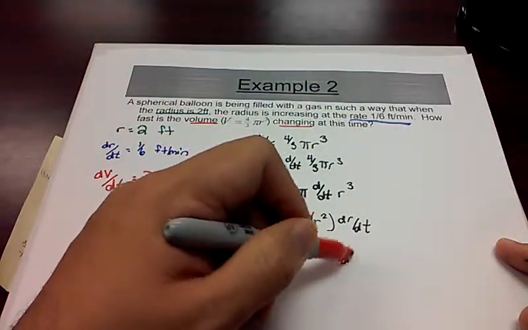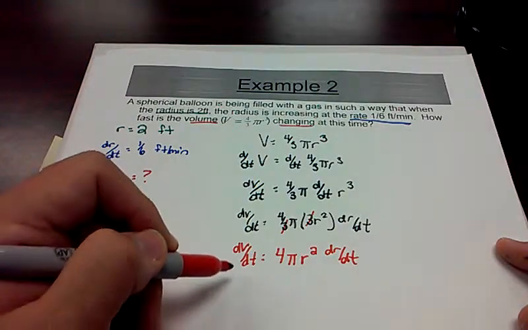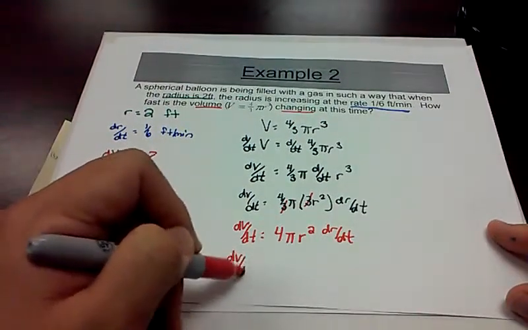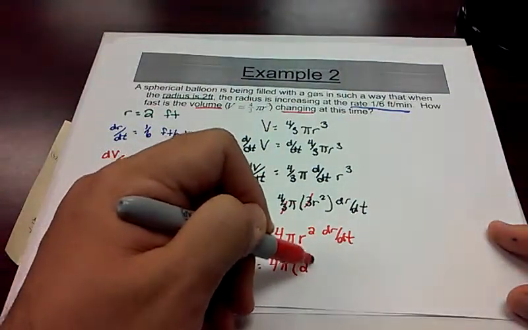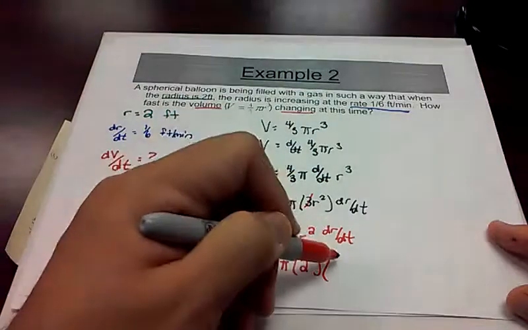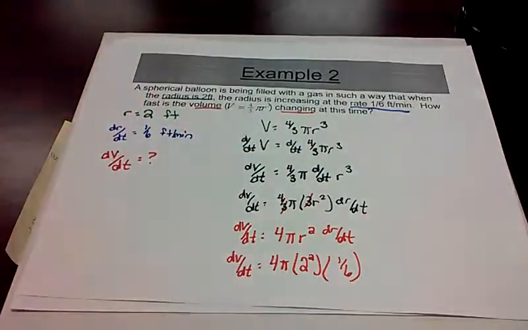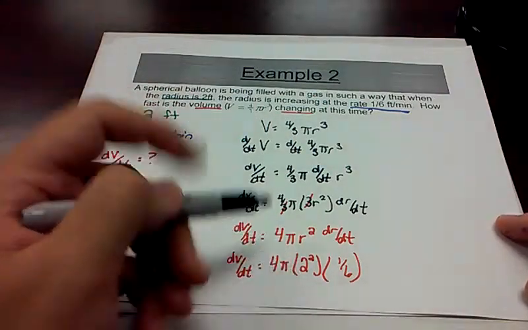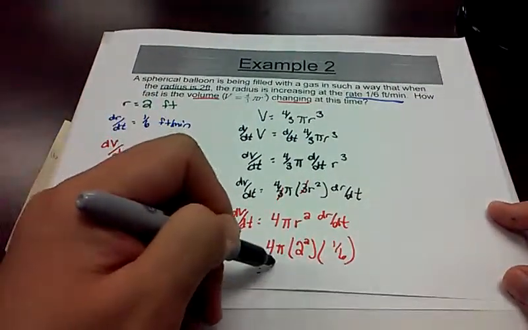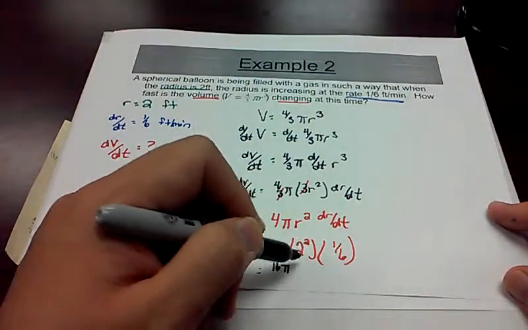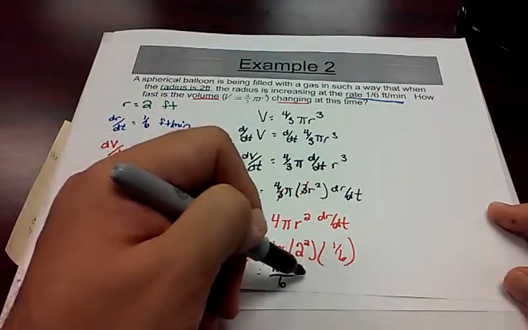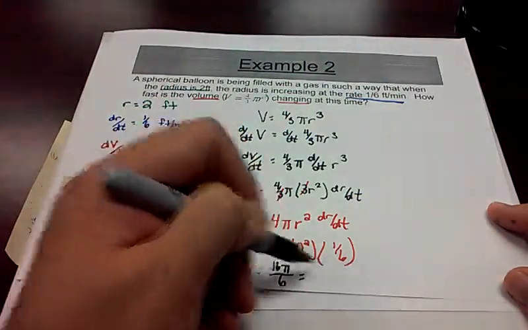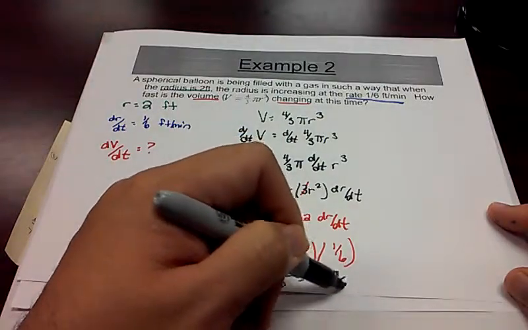And so now I'm just going to substitute some values in here to get my final answer. I'm going to have 4 pi r, in this case, was 2 squared, and then dr over dt was 1/6. 2 squared is 4, so this value is 4. 4 times 4 is 16, so that's going to give me 16 pi over 6, and then that reduces, I can divide by 2, and then that'll give me 8 pi over 3.